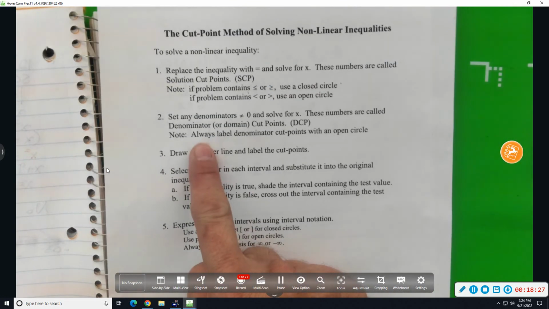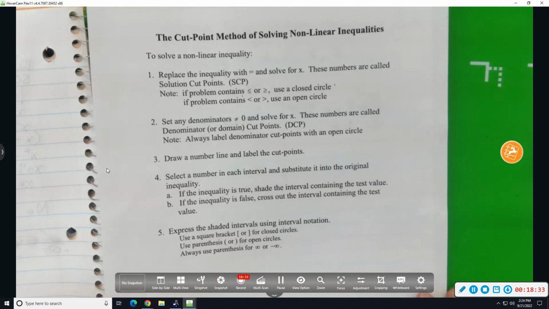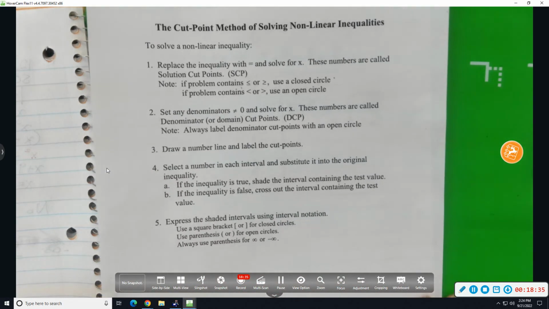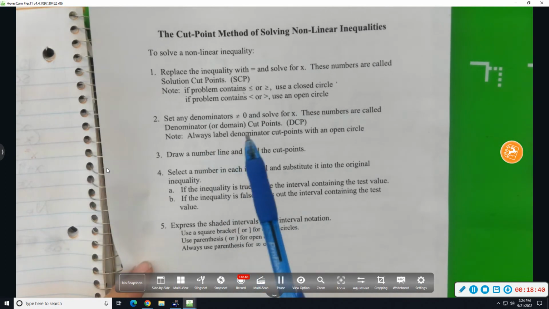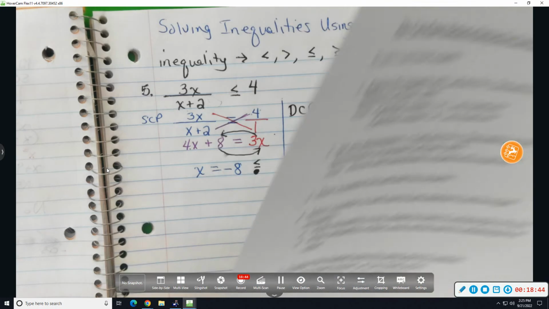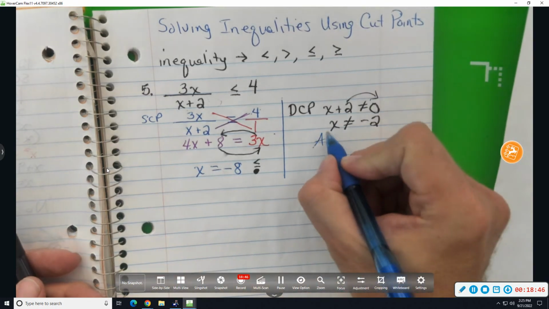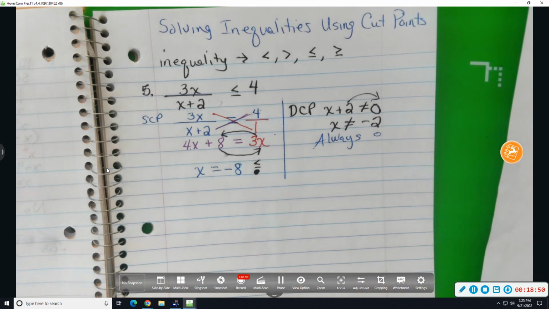Now, there's a note there telling you whether to use open or closed circles for the denominator cut points. Could y'all figure out what I'm saying there? Well, it's pretty easy, right? Always label denominator cut points with what? Open circle. Always. For the denominator cut points, it's an open circle.